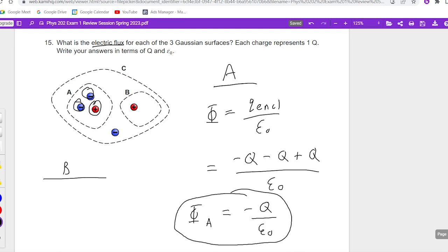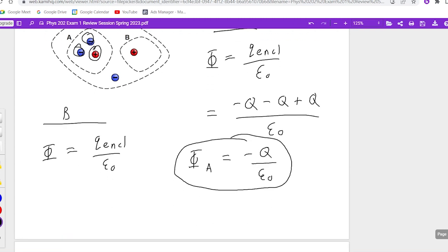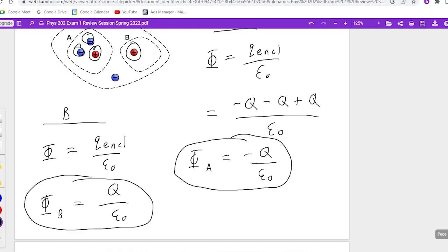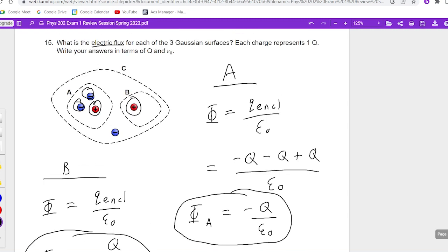Then for B, it's the exact same thing. Flux equals charge enclosed over epsilon naught. This one's even easier. There's only one charge, and it's positive. So the flux for B, we immediately know it. It's Q over epsilon naught. Done. And now all we need to do for C is to look at the Gaussian surface.